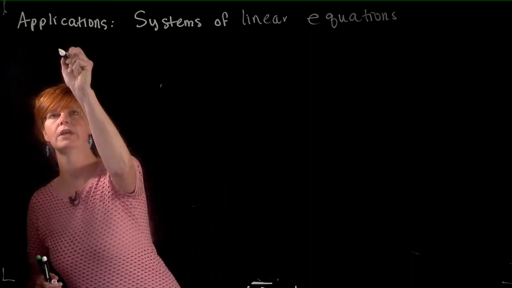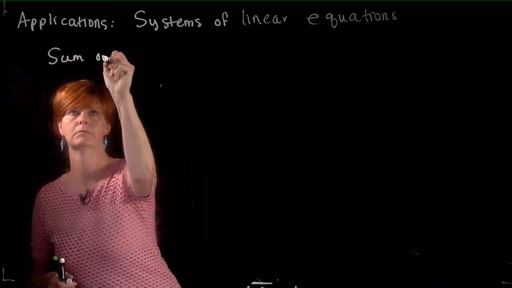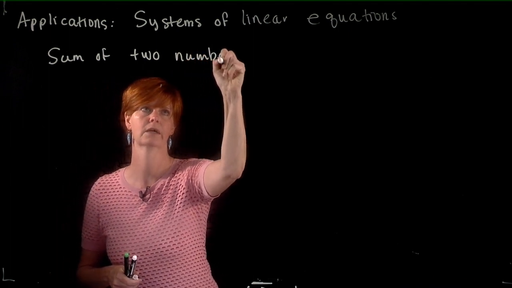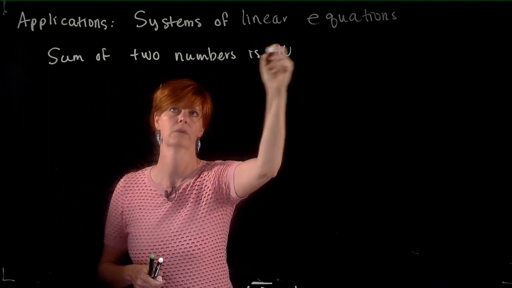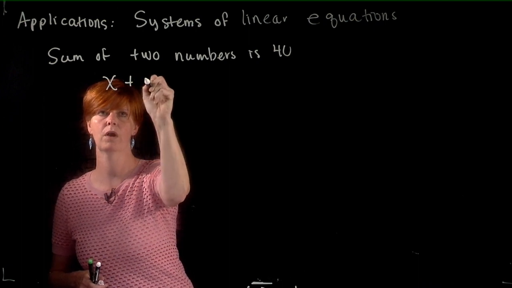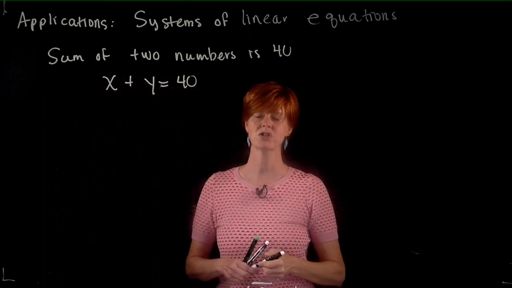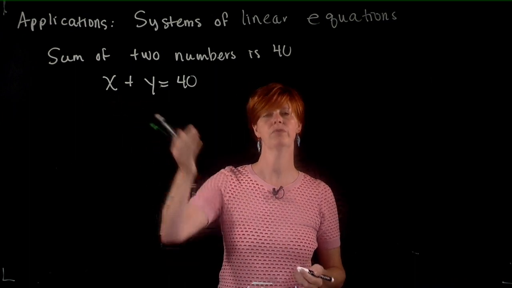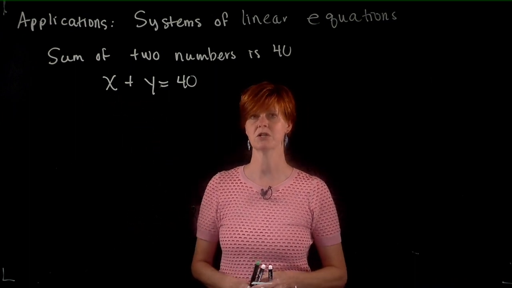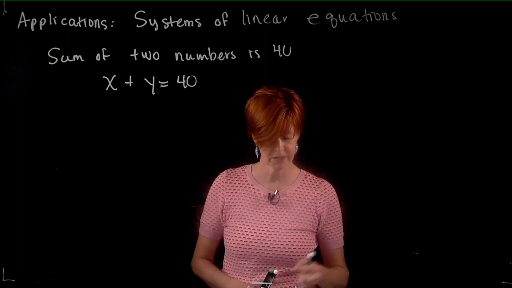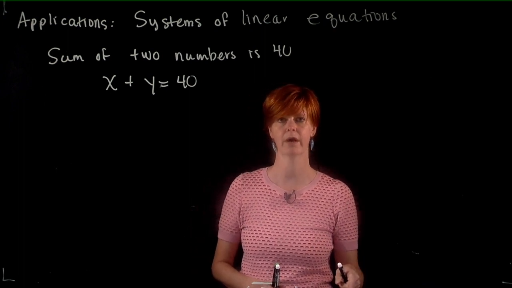So the sum of two numbers is 40. So let's call that x and y and 40. Now the equation there, it has two variables, so I know I don't have enough information to solve it. But given the other sentence, one number is 4 times as large as the other one.